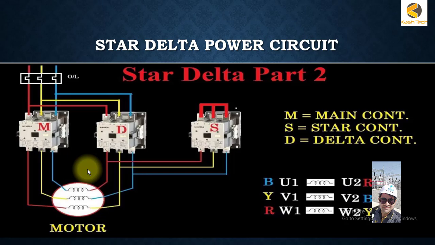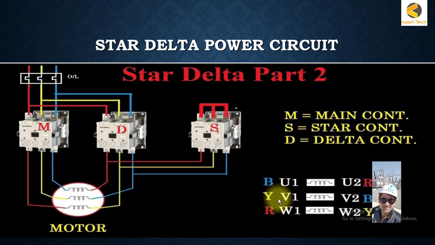You can see this is the contactor which is used for delta, and this is the contactor which is used for star, and this is the main contactor. It is shown by M. M means main contactor, S means star contactor, and D means delta contactor.